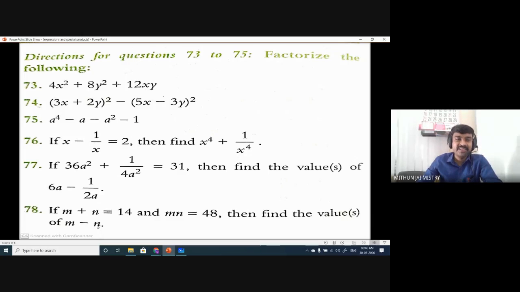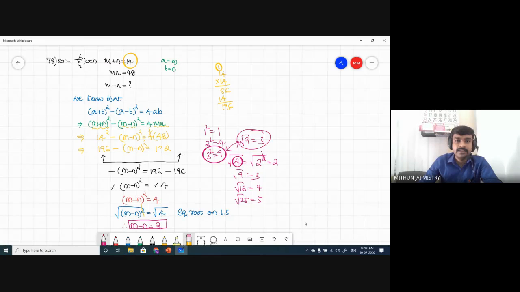Questions 76 and 77 were already discussed yesterday. So we are left with 73, 74, 75. Let me start with 73. You can see the question is demanding to factorize, right? So question number 73.